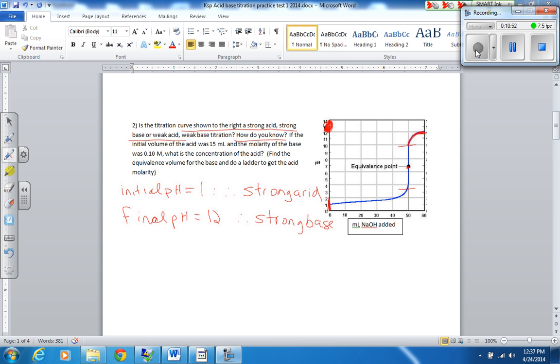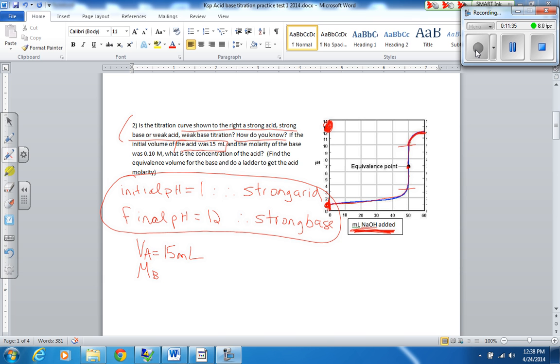Because remember, this curve represents we're adding something to the initial amount. That first point right here is the initial amount, and then we add either base or acid. If your pH is increasing, you're adding base. If your pH is decreasing, you're adding acid. Does that make sense? Okay. All right, so this answers all of number 1. Sorry, the first question of number 2. Okay, if the initial volume of the acid was 15 mL, so I now know V acid is 15 mL.